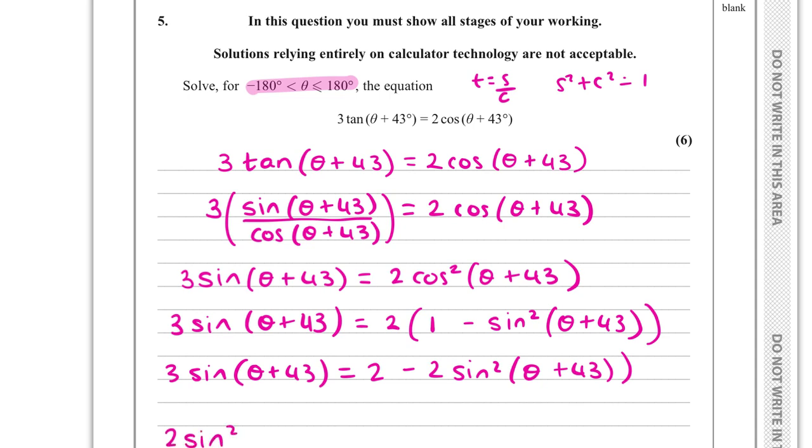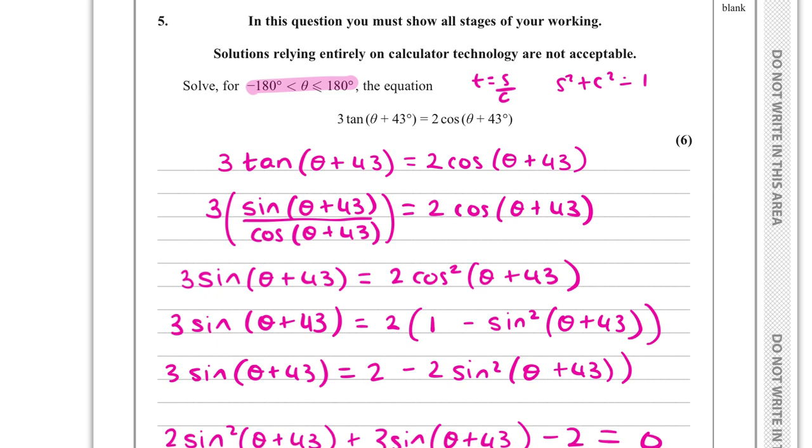So I can rearrange this now: 2 sine squared of theta plus 43 plus 3 sine of theta plus 43 minus 2 equals 0. What do I have? You can make sine of theta plus 43 x. It's a quadratic, yeah. So if I want to, I can imagine that sine is x or y.